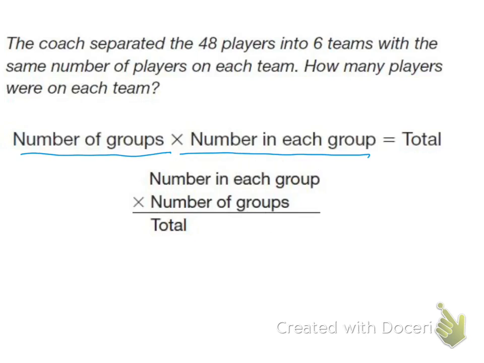The number of groups is one factor, and the number in each group is my other factor. Okay. In an equal groups problem, one of the numbers is missing. If the total is missing, we just multiply to find the answer. If one of the factors is missing, then we divide.